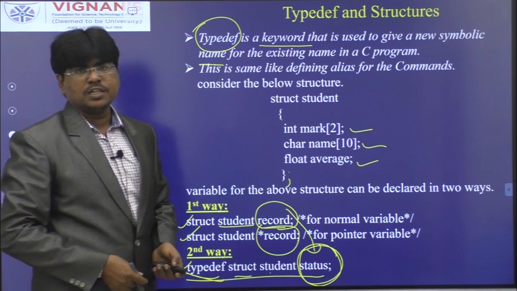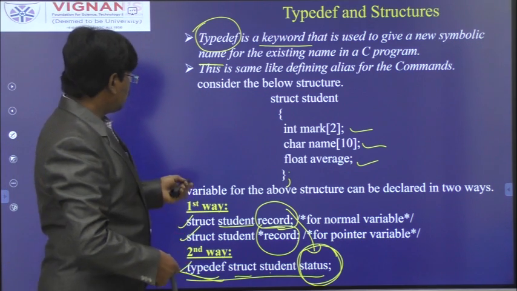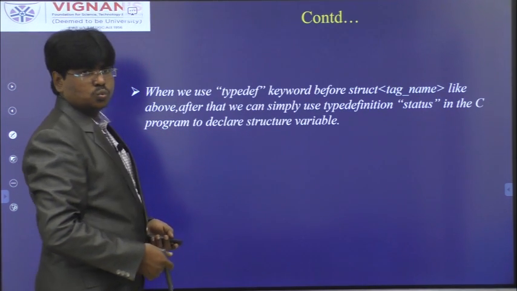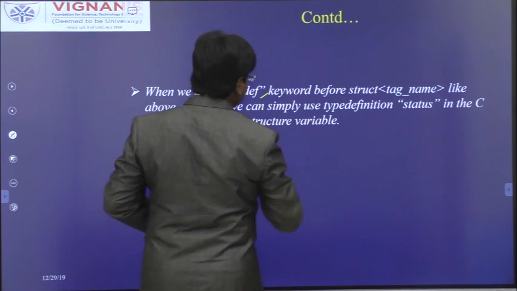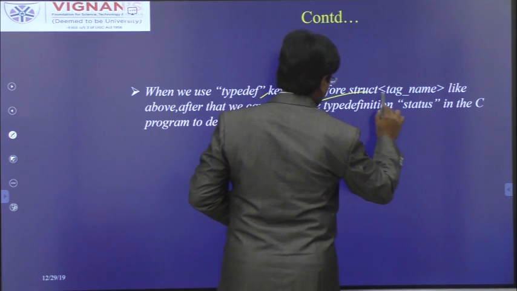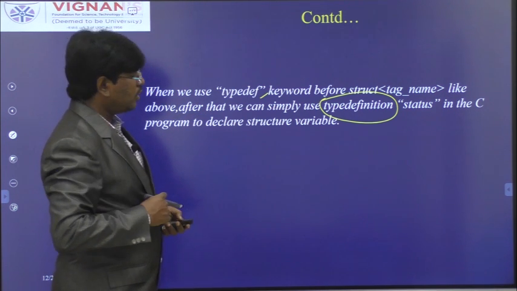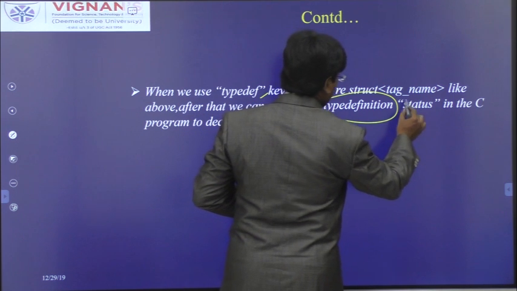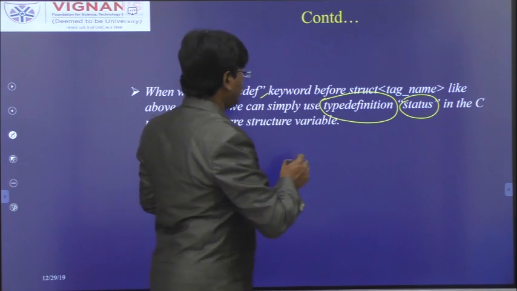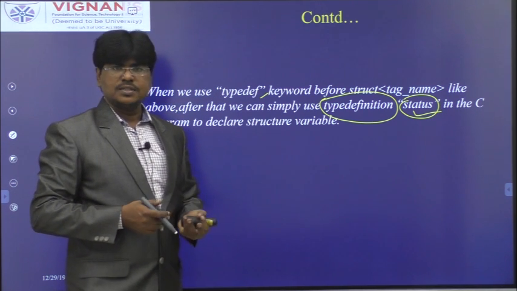So type definition is nothing but giving a symbolic name for the existing names in the C program throughout. Okay. Going to the example program, friends, some of the statements related to type definition. So if you use the type definition keyword before the tag name like above, after that we can simply use that as a type definition. So when you have used any word before that particular struct keyword, that new name is called a type definition. Here our type definition is status in the C program, which declares the structure variable. So whenever I have used a type definition and I have used the new name status, throughout the program that particular structure variable name must be status.